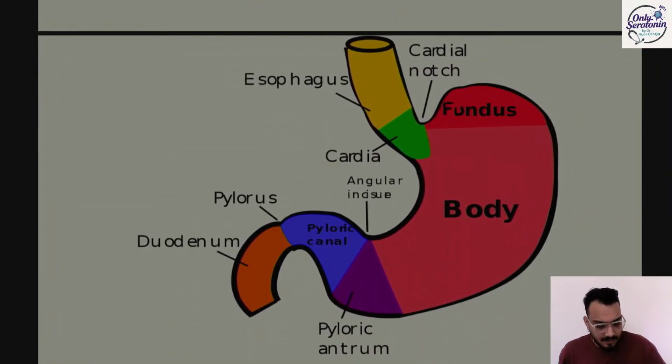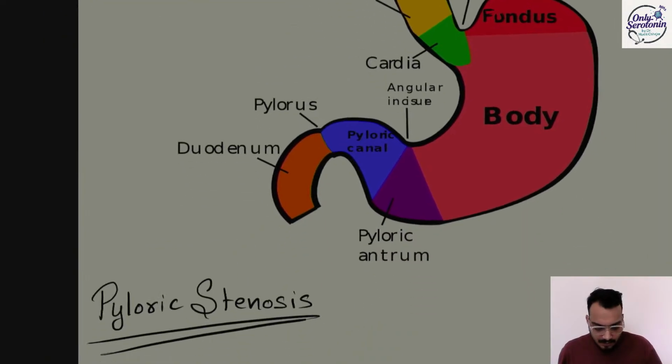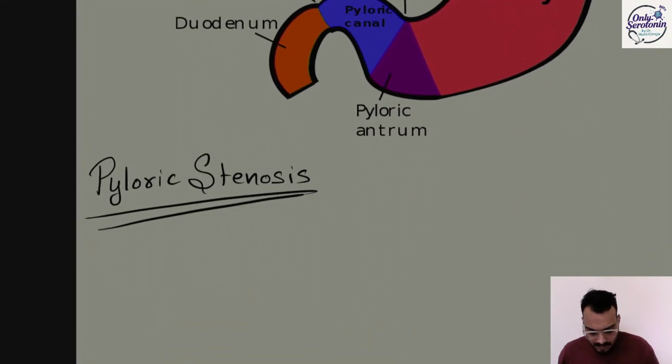Now the parts of the stomach. What are the parts of the stomach which you should know? The stomach from the esophagus, it is going to convert into the cardiac part, then fundus, then body, then I am having pyloric antrum, pyloric canal, the pylorus part, and then duodenum. What we are going to study now, that is your pyloric stenosis.